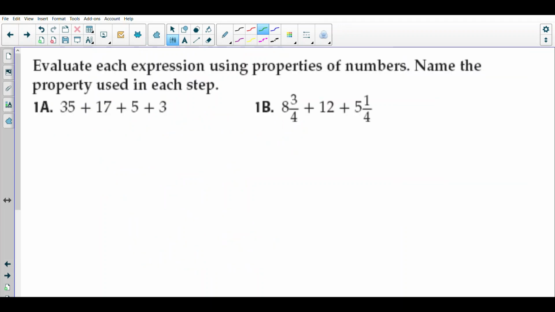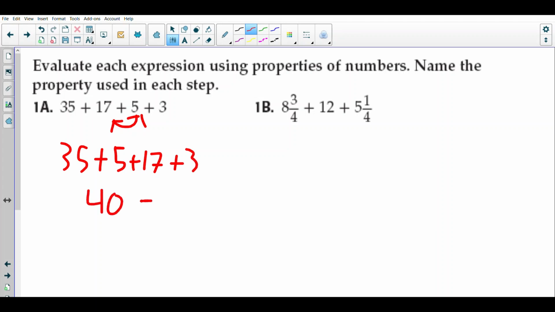Now same thing, but in a normal problem, not a word problem. 1a, 35 plus 17 plus 5 plus 3. In this one, I'm going to switch 5 and 17, so I have 35 plus 5 plus 17 plus 3. Then I get 40 plus 20, and 40 plus 20 is just 60. So I'm making my life easier by finding numbers that work well together.